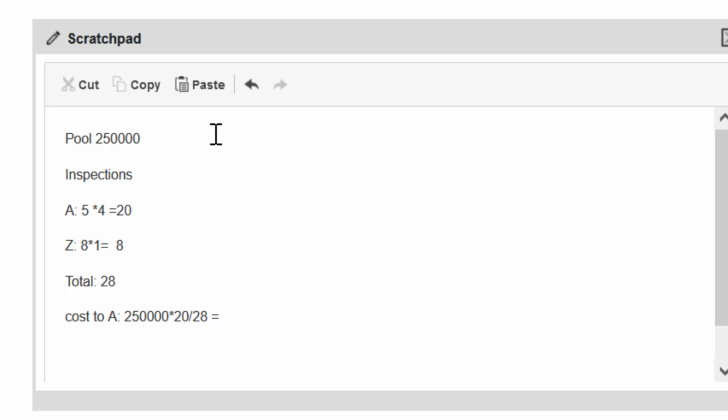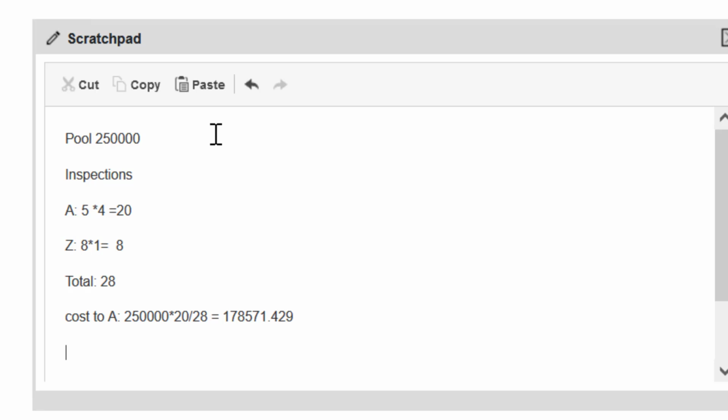I'm going to write that out here, but in the real exam, there would be no benefit to that. You would just leave that number in your calculator and you'd go on to the next step. But so that's 178,571.429.